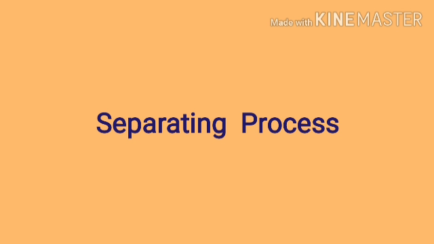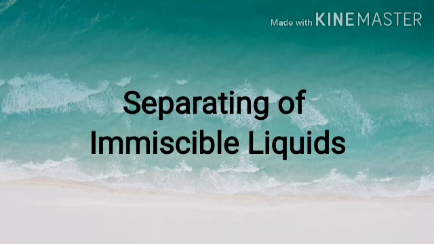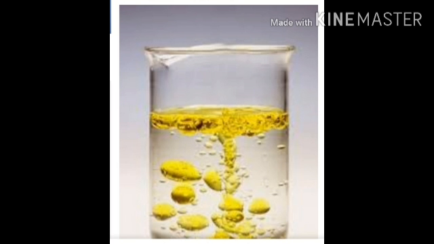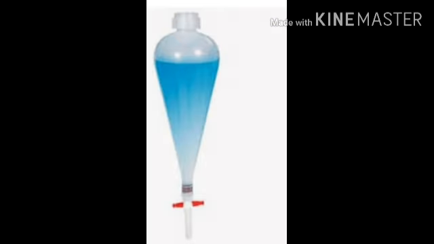In the previous class, I explained separating the components of a mixture. Three separating processes I have introduced. The first one is separating of immiscible liquids. What are immiscible liquids? Two liquids that will not mix in a single phase. Oil plus water, kerosene plus water are the best examples. These immiscible liquids can be separated by a separating funnel. We have already learned this in the previous video.